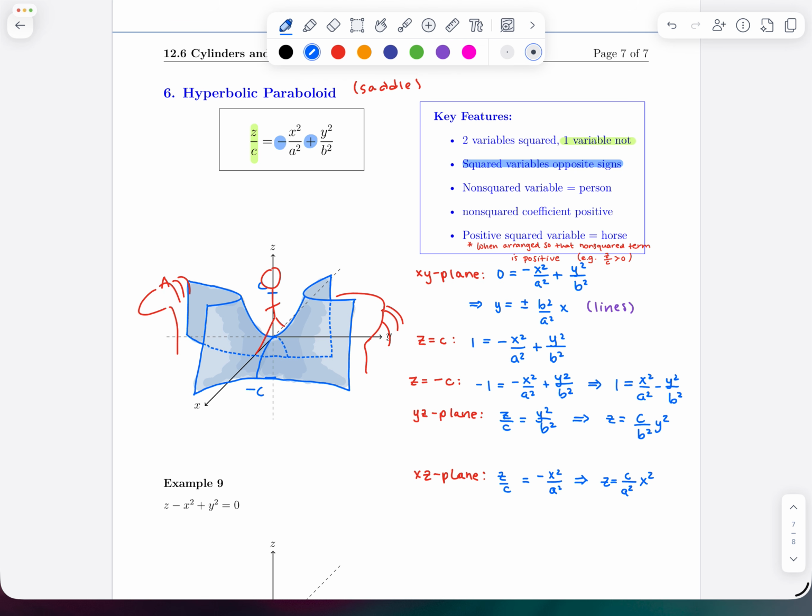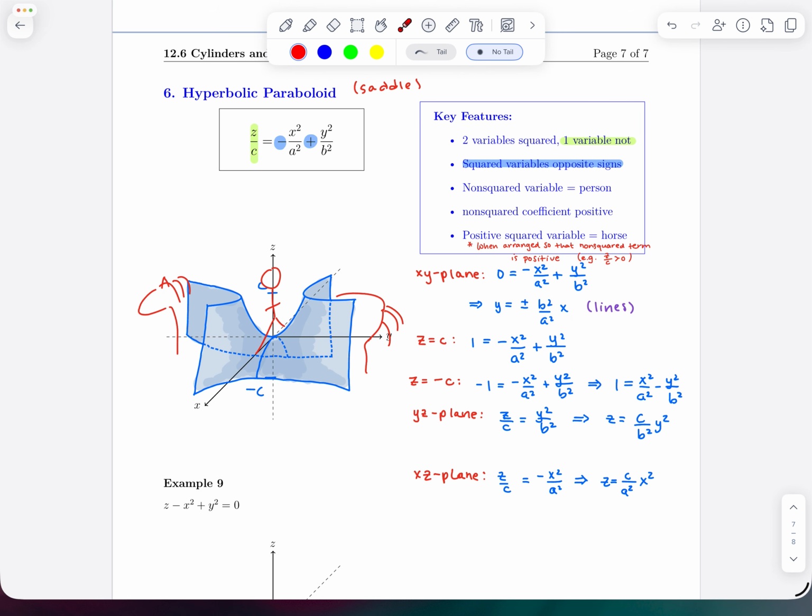Okay, so anyway, we're going to take a look at how this works. So per usual, we're going to look at our traces. When we look at the xy plane, in this case, that's when z is 0. If I set z equal to 0 in my equation, I end up with this equation here. Because this is kind of similar to what happened when we looked at elliptic cones, we have opposite signed squared terms equal to 0, which allows us to solve for one of those variables in terms of the other.